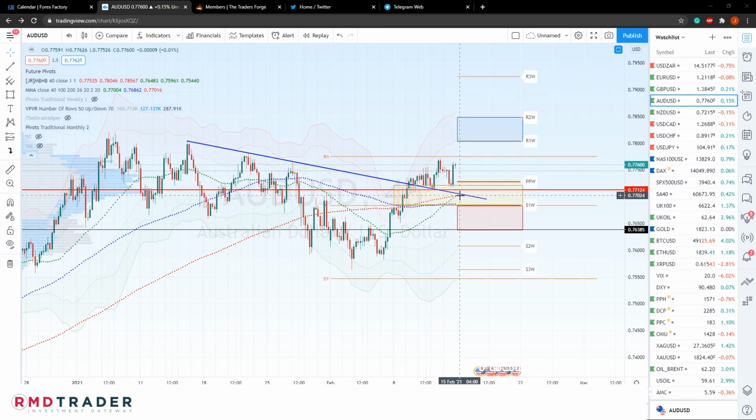The 4-hour 200 SMA near 0.771 will now become support with initial bullish targets at a weekly R1 pivot at 0.780 and an extended target at the weekly R2 pivot near 0.784.